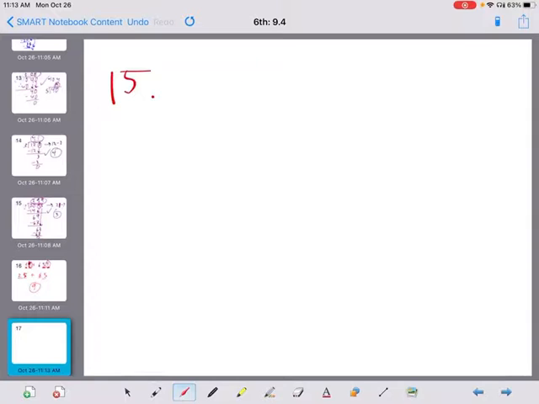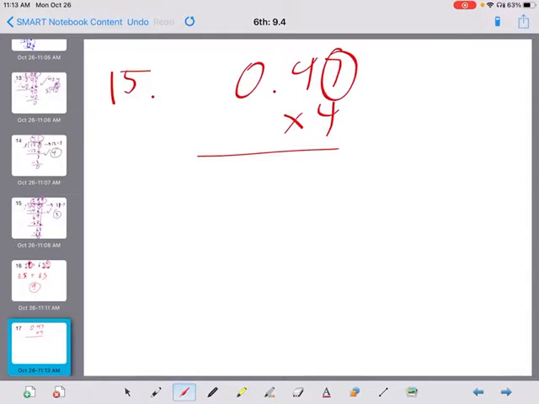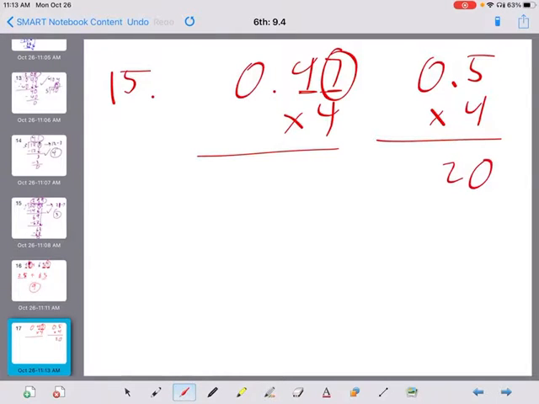15 is 0.47 times 4. Well, I'm rounding to the nearest tenth, remember? So I look here, because that's the hundredth, and I'm rounding up or down because of 7. I'm rounding up, so that means I round to 5/10 times 4. 4 times 5 is 20. So I got 1 decimal. That means my answer is 2.0, or just 2.